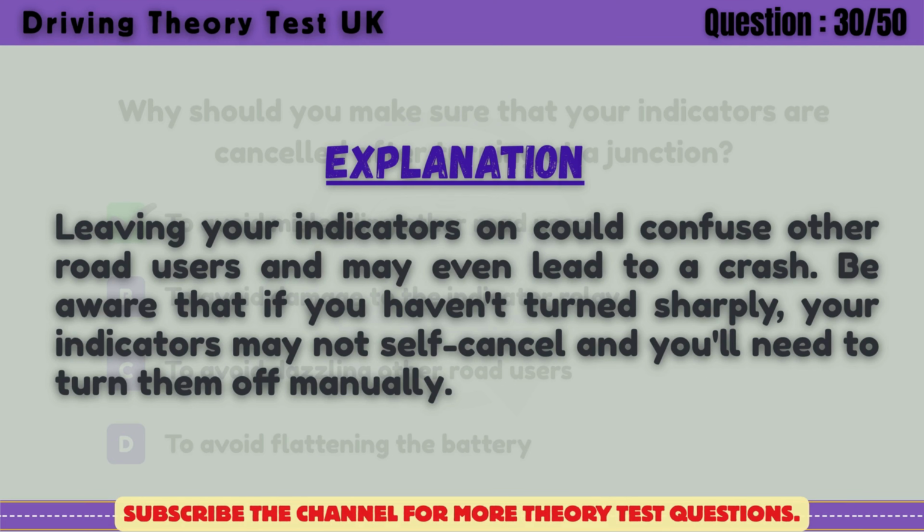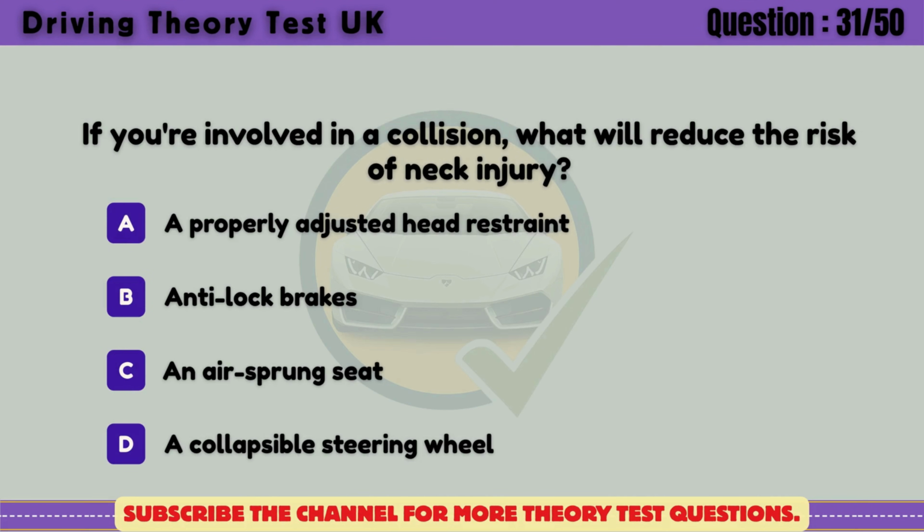Question 31. If you're involved in a collision, what will reduce the risk of neck injury? Option A. A properly adjusted head restraint. B. Anti-lock brakes. C. An air-sprung seat. D. A collapsible steering wheel.